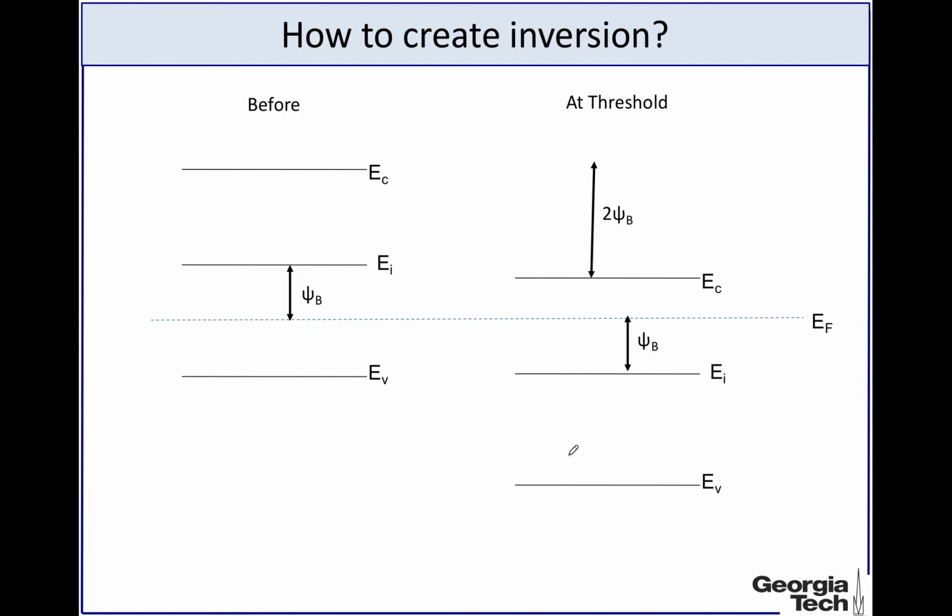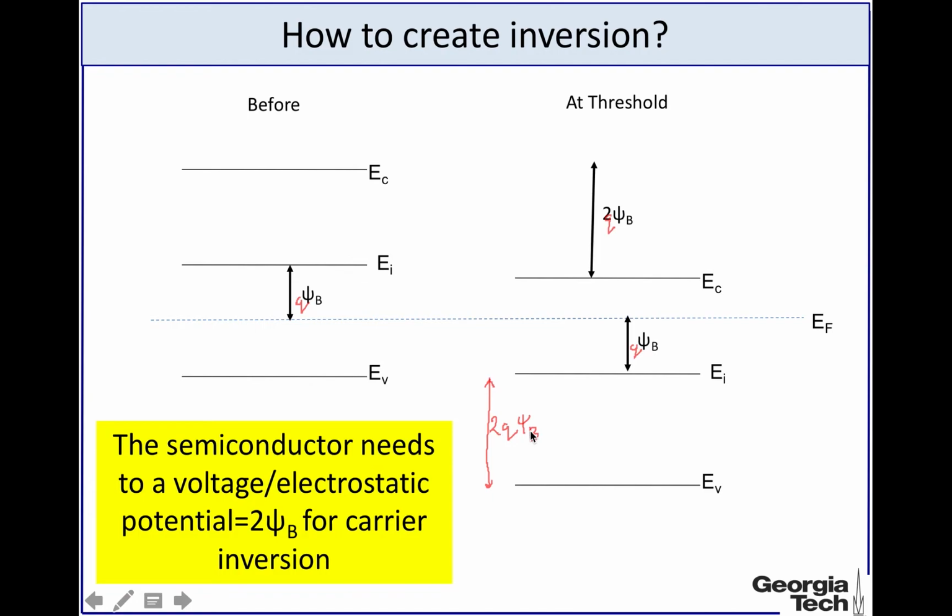So at the threshold voltage, the EC changes its position by an amount of 2 q phi b, and similarly the valence band changes its position by an amount of 2 q phi b. So the semiconductor needs to have a voltage or electrostatic potential of 2 phi b for carrier inversion.